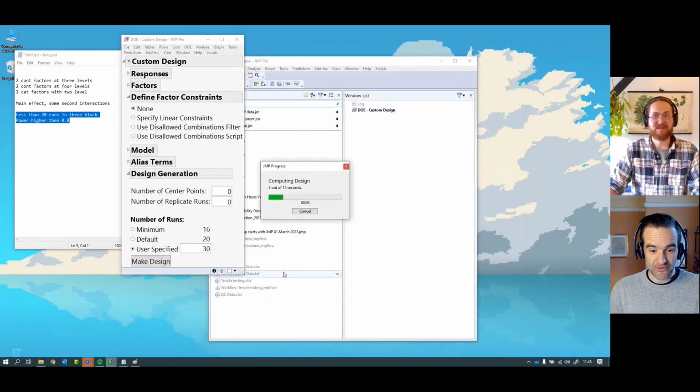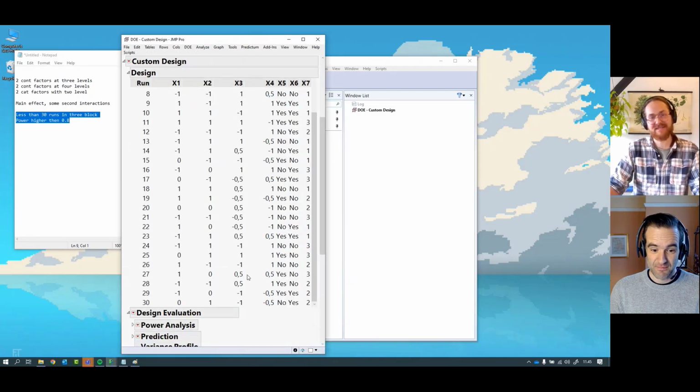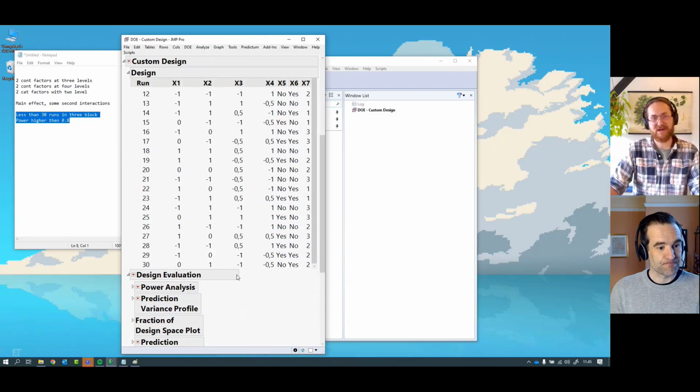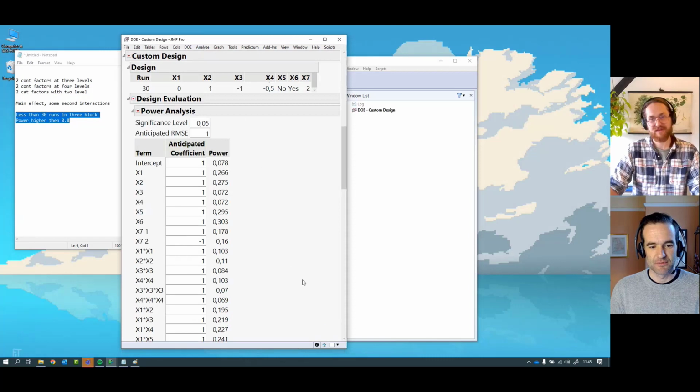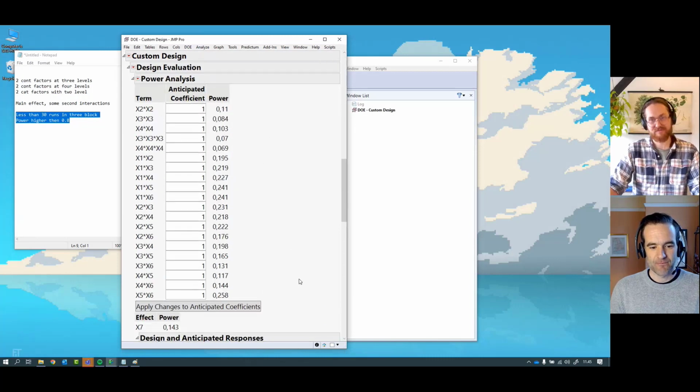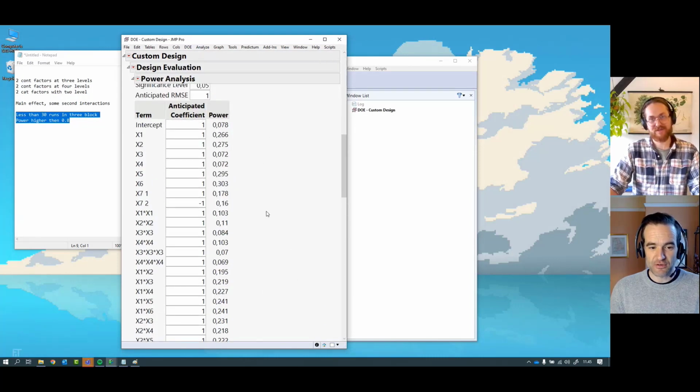I mean, this is quite a complicated design. It might take JMP a little while to work out the best design for us. And there. Okay, so the last thing that was asked about was power. Right. So we can see that in the power analysis. And that's a lot of numbers. It's a lot of numbers, and a lot of them look very small to anybody that knows anything about power analysis. Especially some of these main effects.